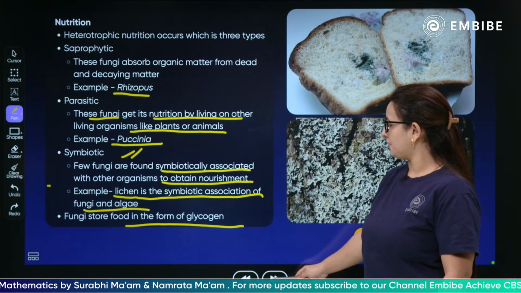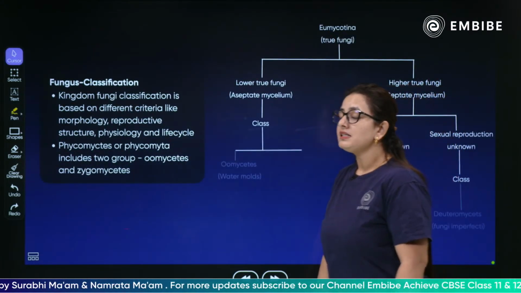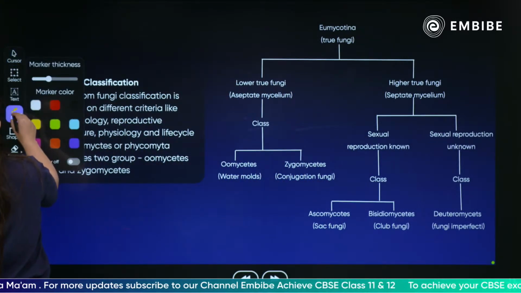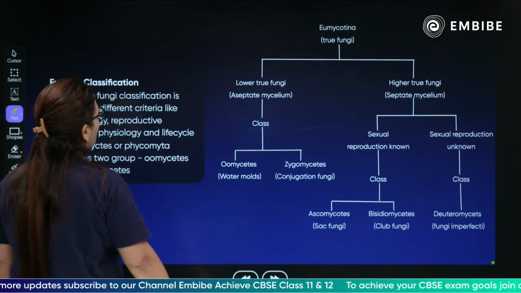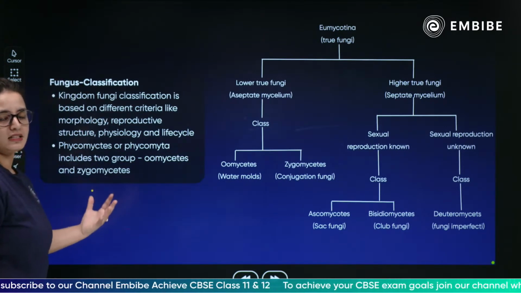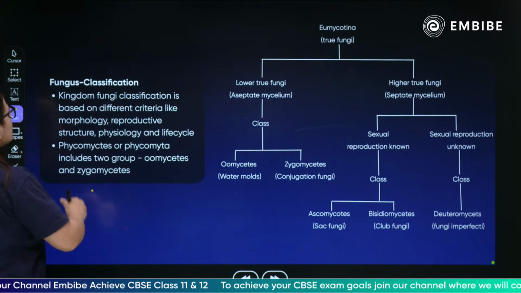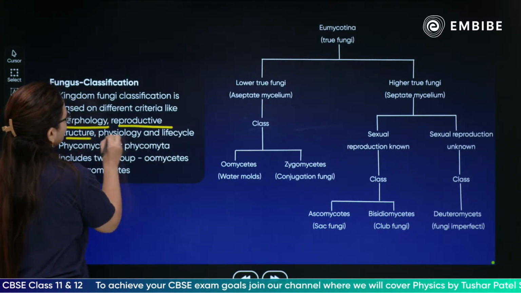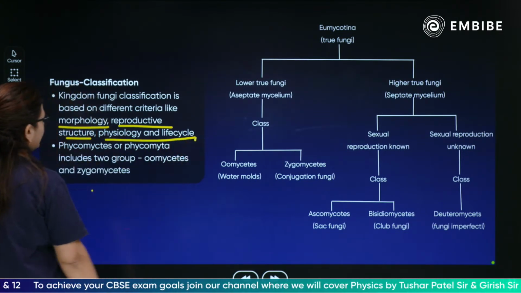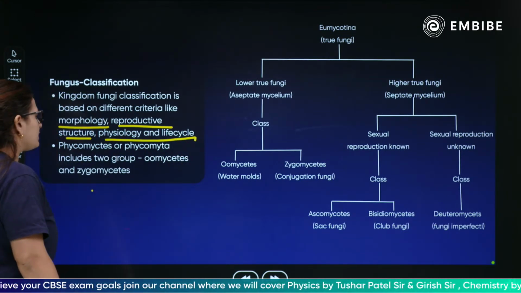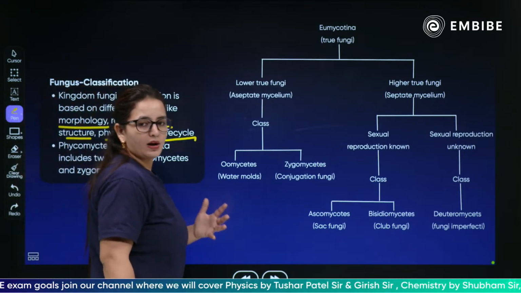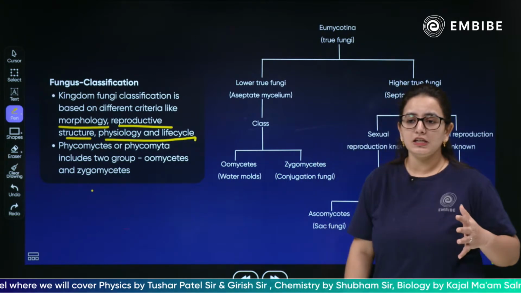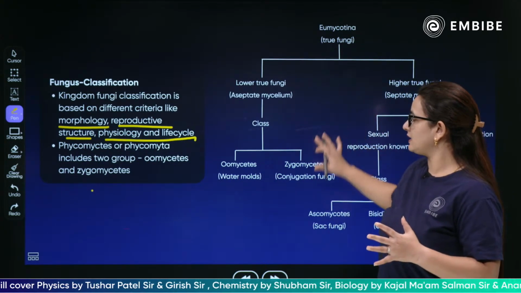Talking about the fungus further, how the classification is done. Yes, this is very important, talking about the classification, children. The whole criteria of the classification of the fungi is based on the different types of morphology, reproductive structure, physiology and their life cycle. Okay, children. So on the basis of their structure, life cycle, physiology and morphology, the fungi are divided like this.